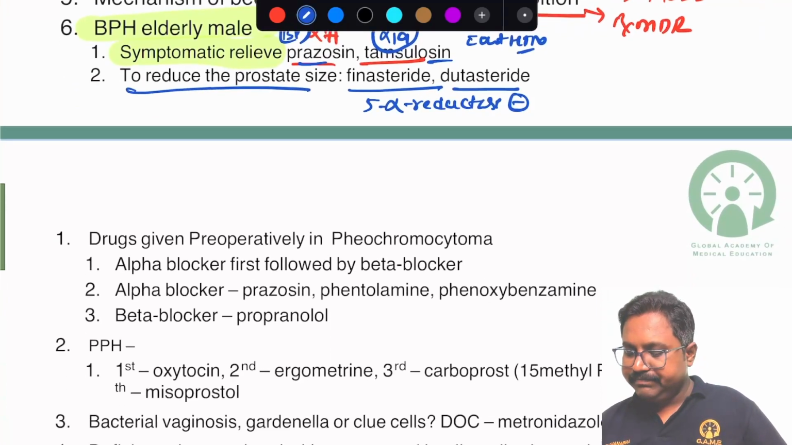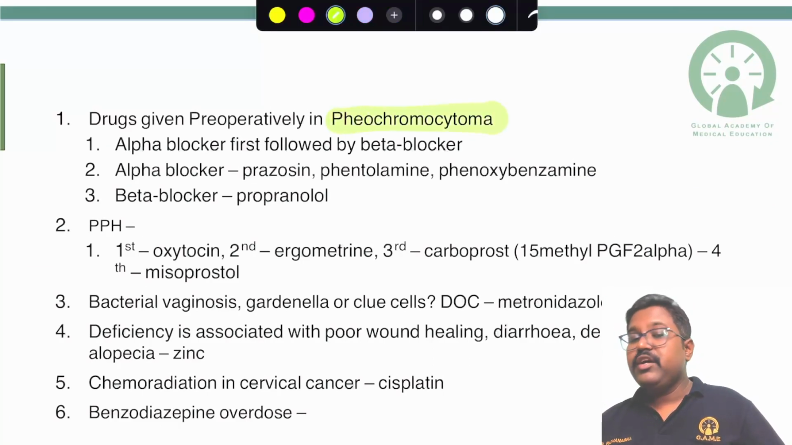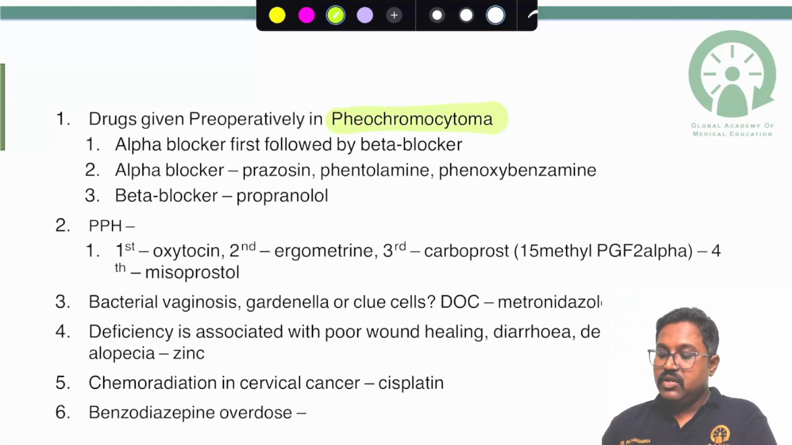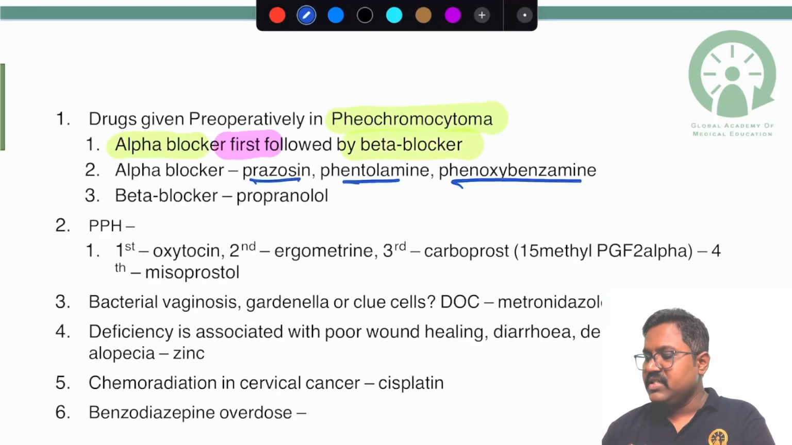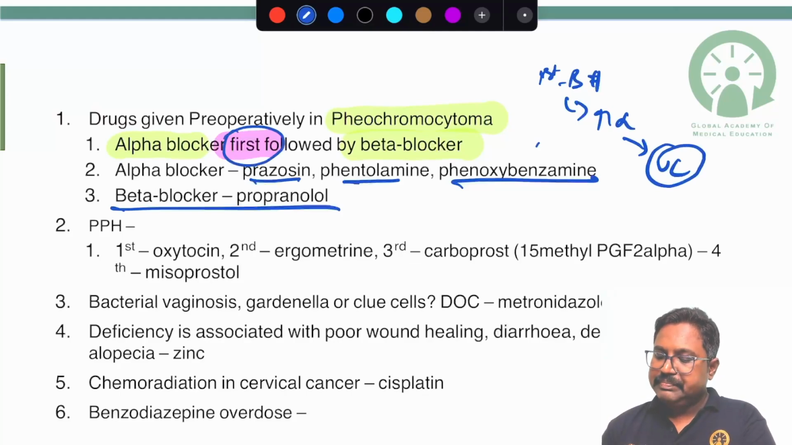Next, moving on to the other question that was asked, regarding the preoperative management of pheochromocytoma. The alpha blocker has to be given first. Please remember, it is given first, followed by the beta blocker. Which alpha blockers can you give? You can go with prazosin, phentolamine as well as phenoxybenzamine. If you give the beta blocker first, what will happen? It will cause unopposed alpha activity leading to vasoconstriction. So first you need to give the alpha blocker, followed by beta blockers.